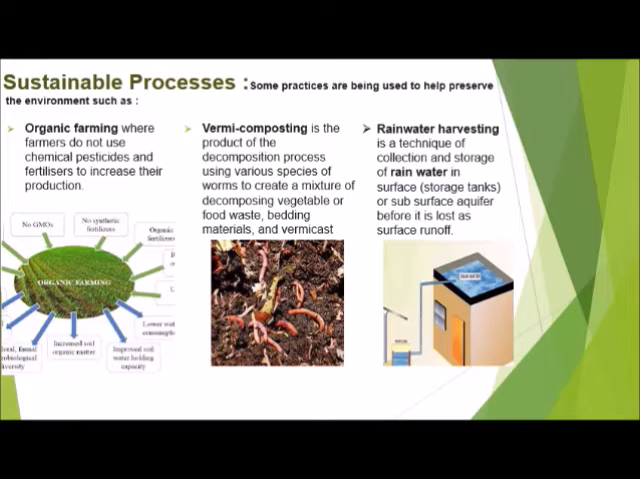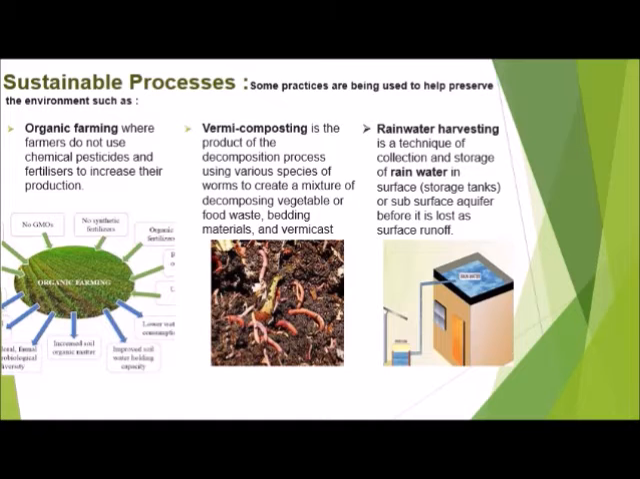A few sustainable processes are being followed for sustainable development. Some practices such as organic farming, vermicomposting, and rainwater harvesting are being used to help preserve the environment.